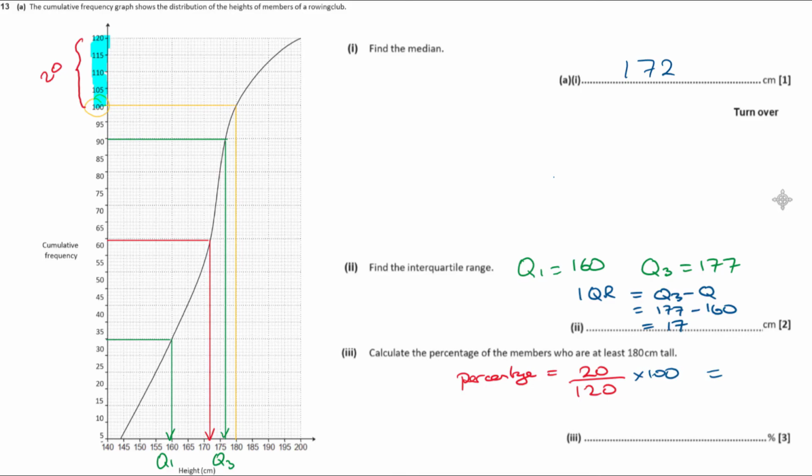To get it as a percentage, 20 divided by 120 times 100 comes out to be 16.6 recurring. I'm going to round that up to 16.7 then. So that's 16.7%.